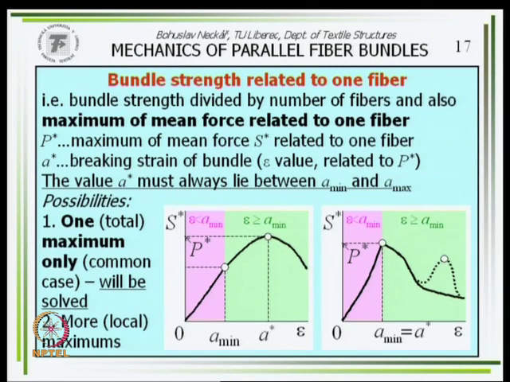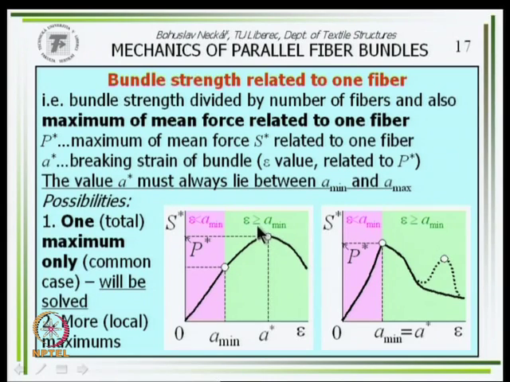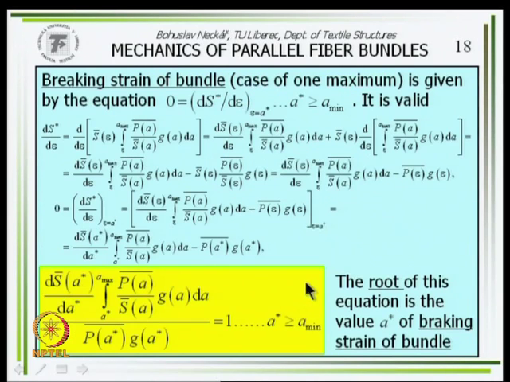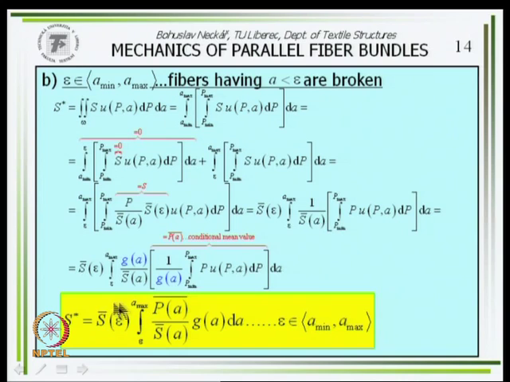The derivative must be equal 0. This maximum must be in our interval from a min to a max, evidently. By a max, all fibers are broken. By a min, no fiber is broken. So this maximum must be in our interval from a min to a max. So we need to derive the derivative from this equation, and then say this derivative must be equal 0.